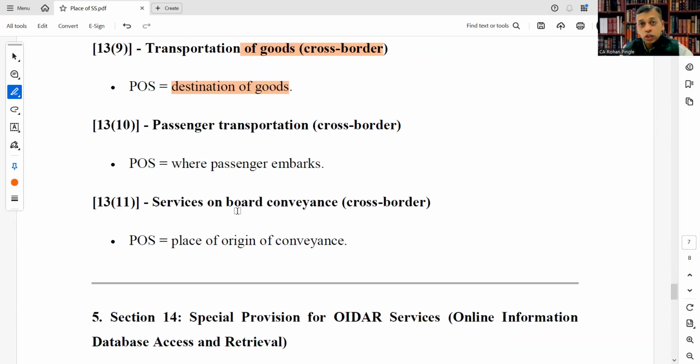Subsection 10 of section 13: passenger transportation cross-border. Place of supply is where the passenger embarks, not where the passenger gets down like the destination of goods. In case of transportation of goods cross-border, place of supply will be the destination of goods. But in case of passenger transportation cross-border, it is not where the passenger got down, but where the passenger embarks.